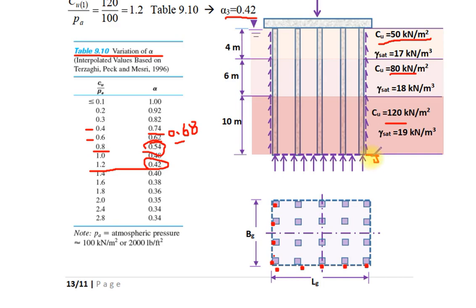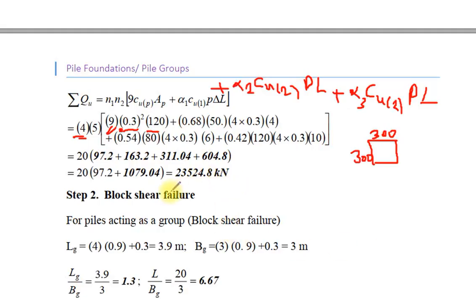At this level, end-to-end cohesion equal to 120 kilonewton per meter square. This layer we continue. The third layer continues with end-to-end cohesion equal to 120 kilonewton per meter square. Plus skin friction for the first layer.